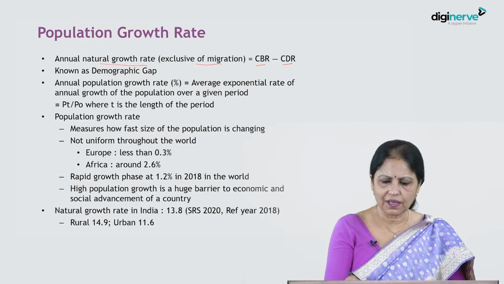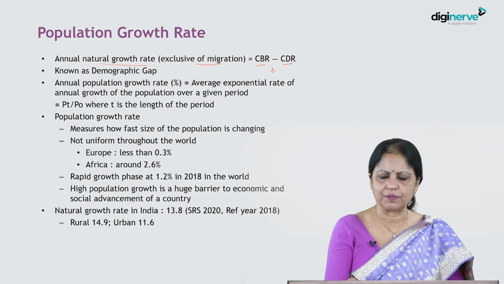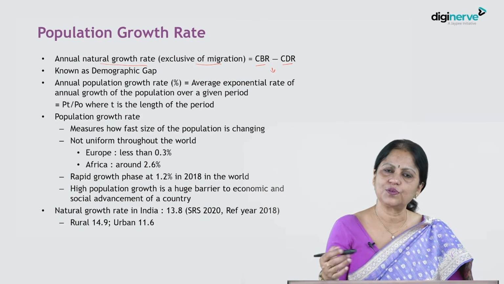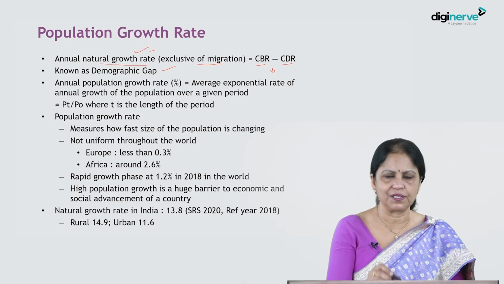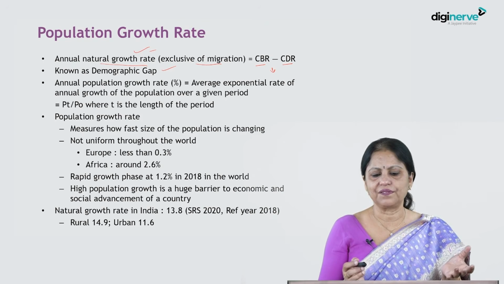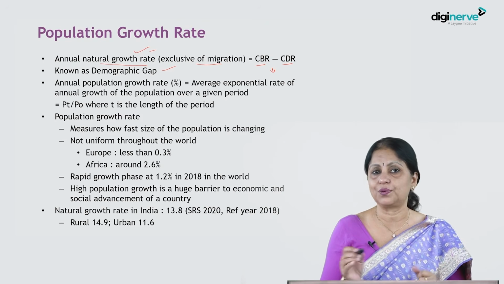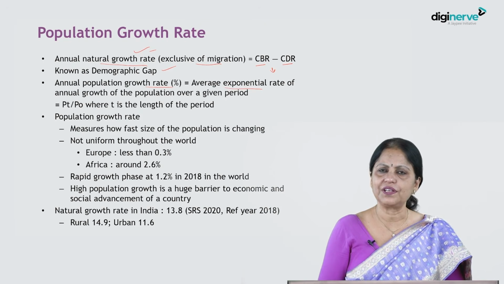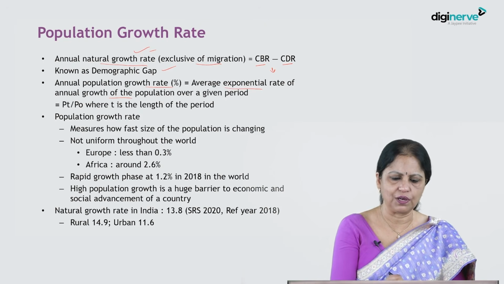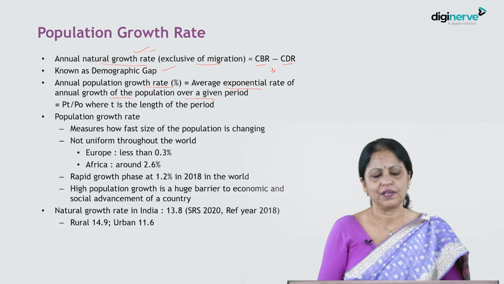So whatever is in between, the figure that comes, that is the addition to the population. So that is the growth rate of the population. This is known as the demographic gap. That is the difference between the crude birth rate and the crude death rate. Annual population growth rate is the average exponential rate of annual growth of the population over a given period.